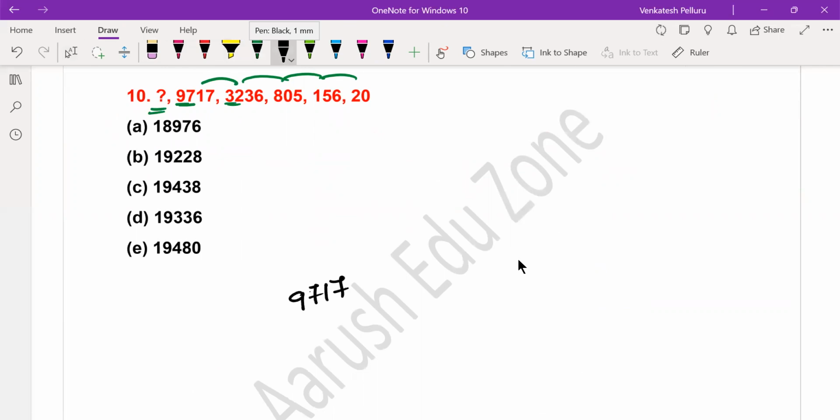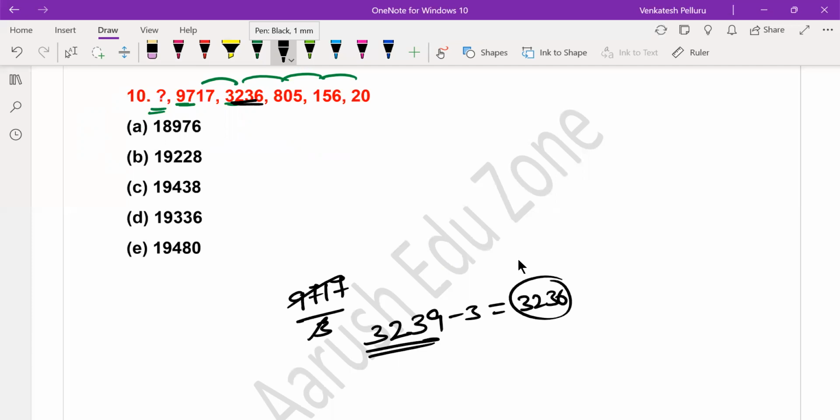So check it. 9717 divided by 3. Go for it. 3 3s are 9, 3 2s are 6, 3 3s are 9, 3 9s are 27. This has to be the correct answer, 3239. But how much is given here? 3236. So what happened? They have subtracted 3. So this is actually divided by 3 and minus 3.